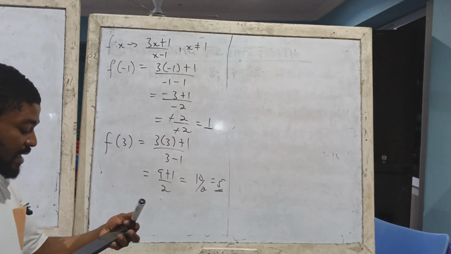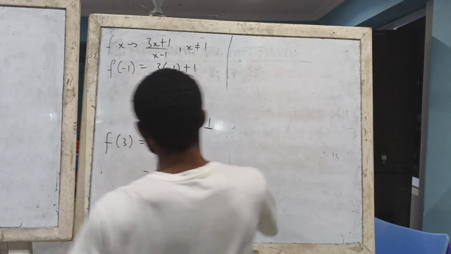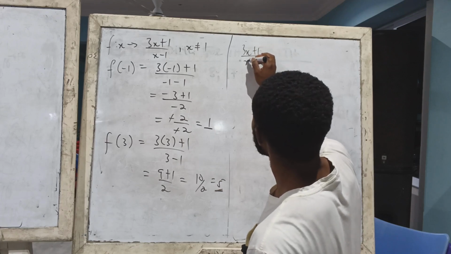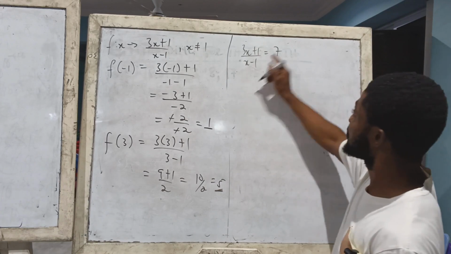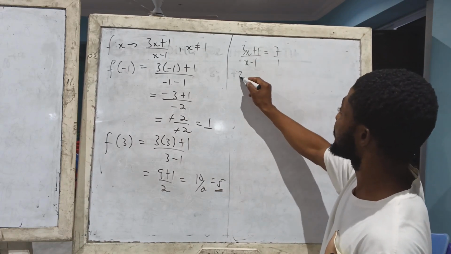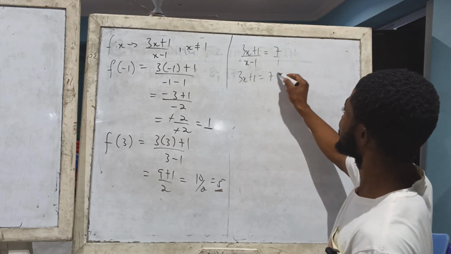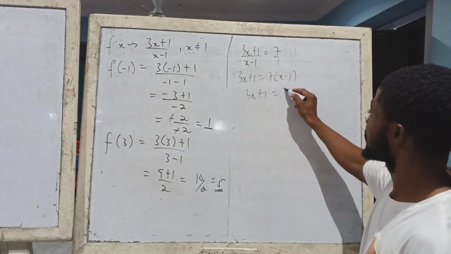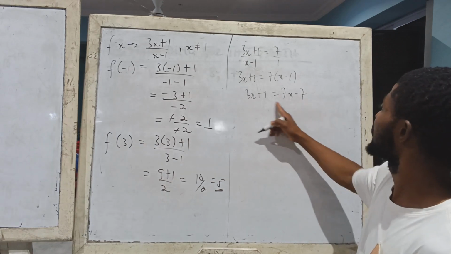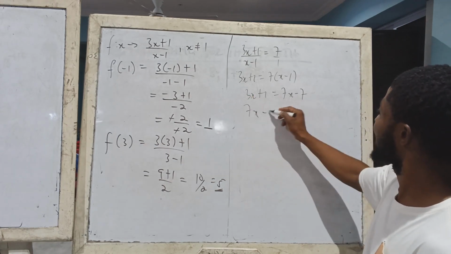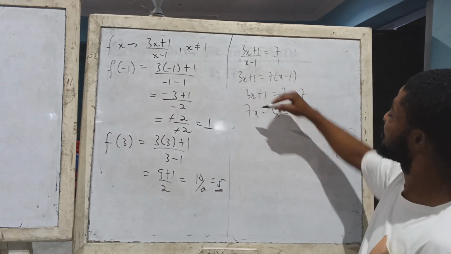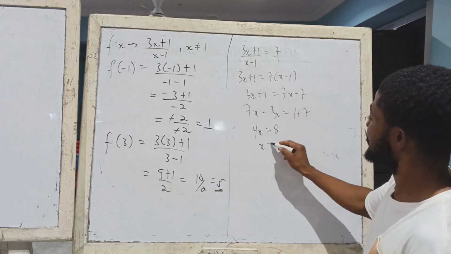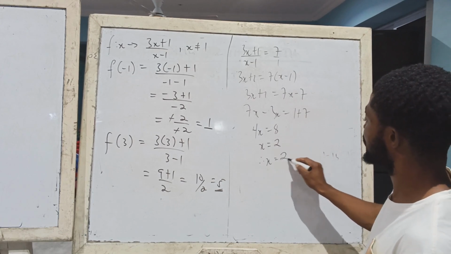We're asked to find the value of x for which f of x is equal to 7. Simply put, equate f of x to 7. When we equate this to 7, we cross multiply, and this becomes 3x plus 1 is equal to 7 into bracket x minus 1. From here, 3x plus 1 is equal to 7x minus 7. Now we group like terms. 7x minus 3x is equal to 1 plus 7. 4x is equal to 8. x is equal to 2. Therefore, x is equal to 2.